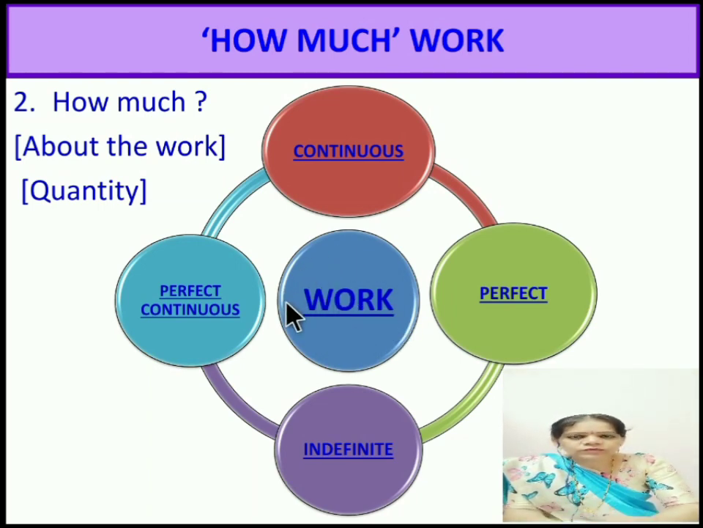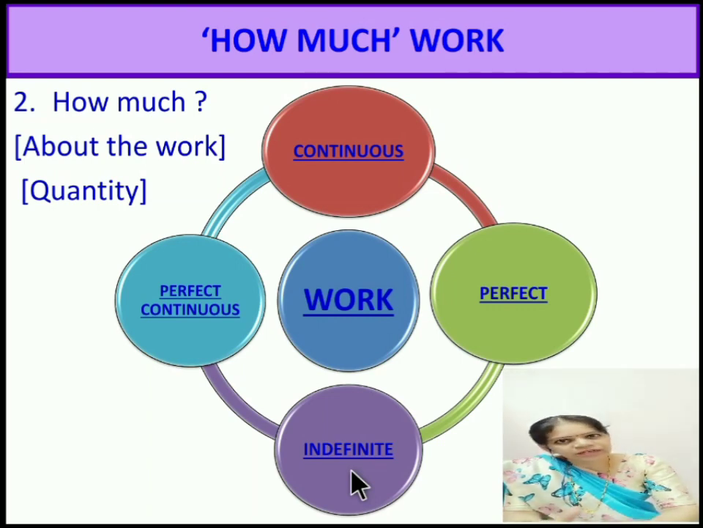Based on that, we've got four types of tenses. The first is the indefinite or simple tense, wherein the idea is not clear as to how much of the work has actually been done. That type of sentence we will call indefinite tense. It could be indefinite past, present or future. It is also called simple past, simple present or simple future.